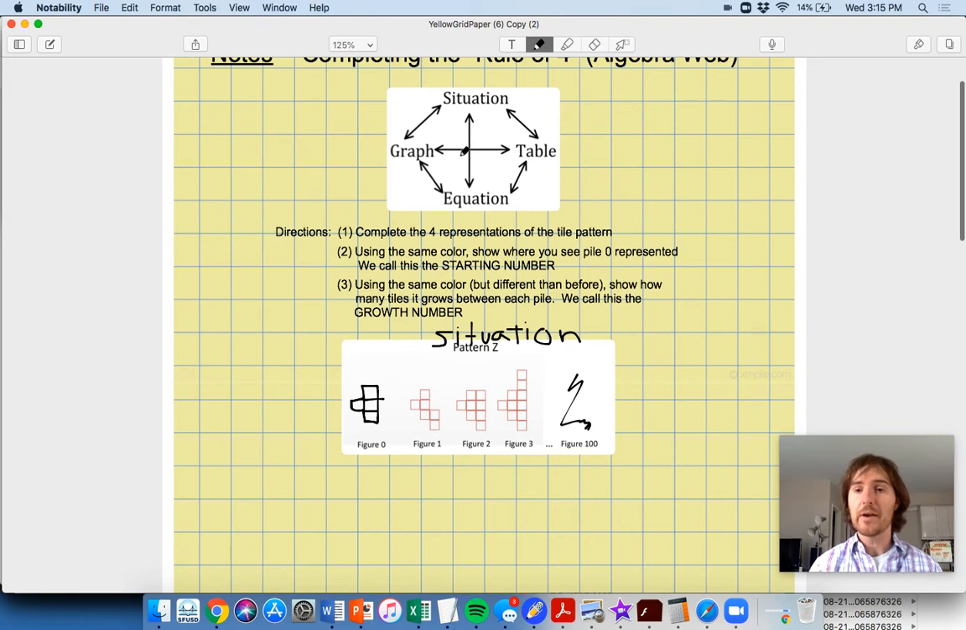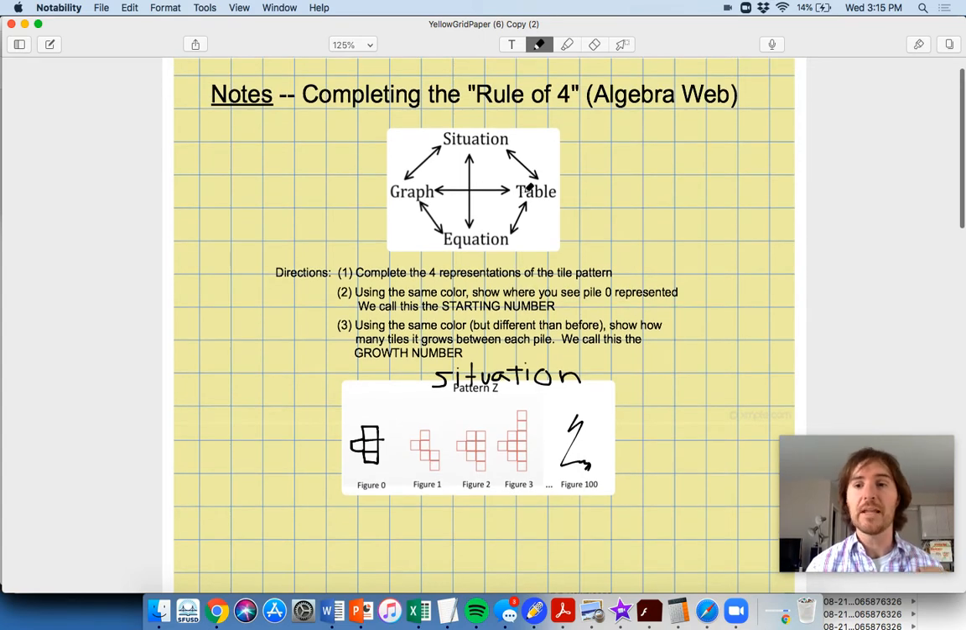And what these double arrows mean is that you can go in between any of these, right? That's why I asked that question today in class, which would you start with first? A lot of people said equation, a few people said graph, and a lot of people also said table. So when I'm completing my algebra web, completing my rule of 4, and I have a situation, what I usually do first, and what I'd recommend to you, because I think it's easiest, is to start with the table.